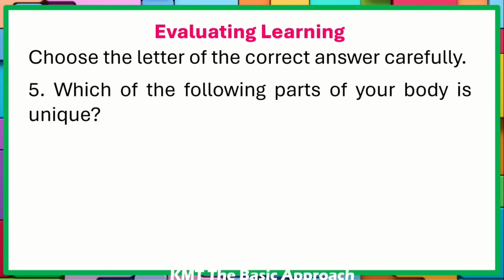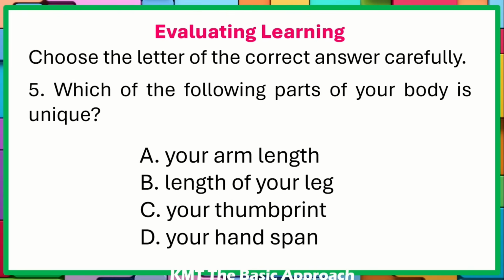Number 5. Which of the following parts of your body is unique? A. Your arm length. B. Length of your leg. C. Your thumb print. D. Your hand span. What is the correct answer? Excellent! The correct answer is letter C. Your thumb print.